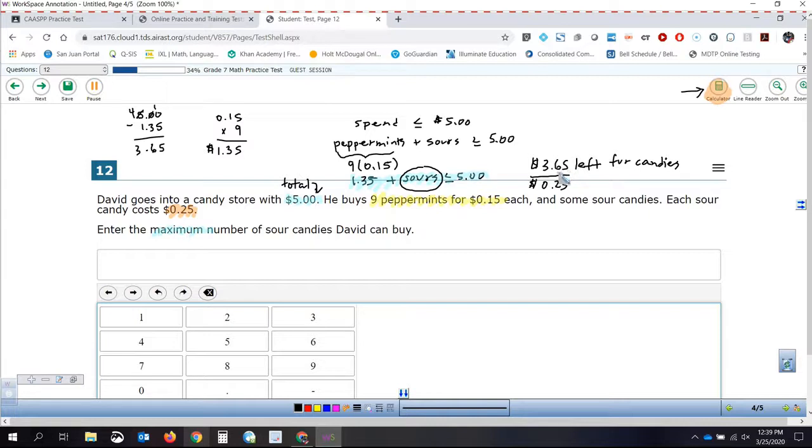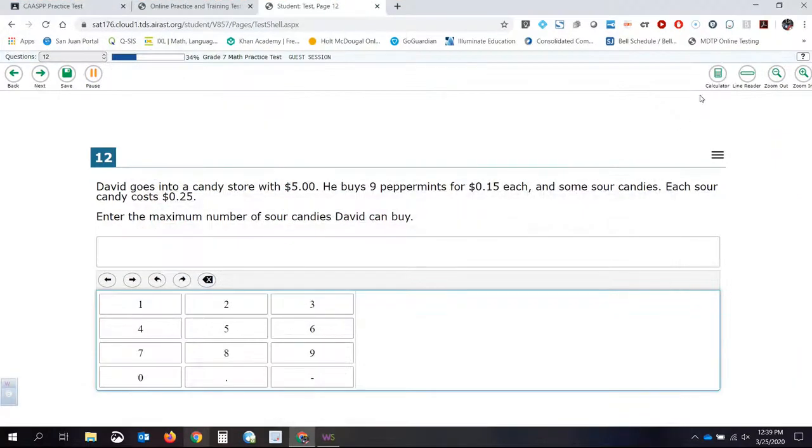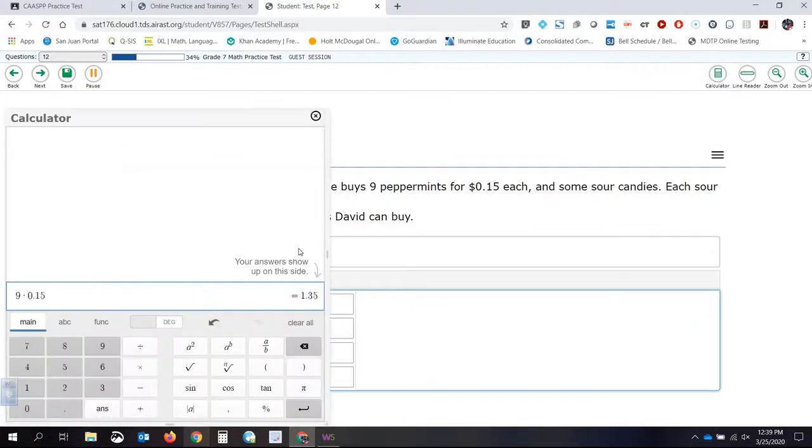$3.65? And again, I would probably do this with mental math, but I think it's good for you guys to get practice using a calculator because there will be some problems that are probably going to be a little more complicated. So I'm going to pull the calculator back up. Oh, I should clear this out because it did not. I'm going to press clear all and start over. Here we go.